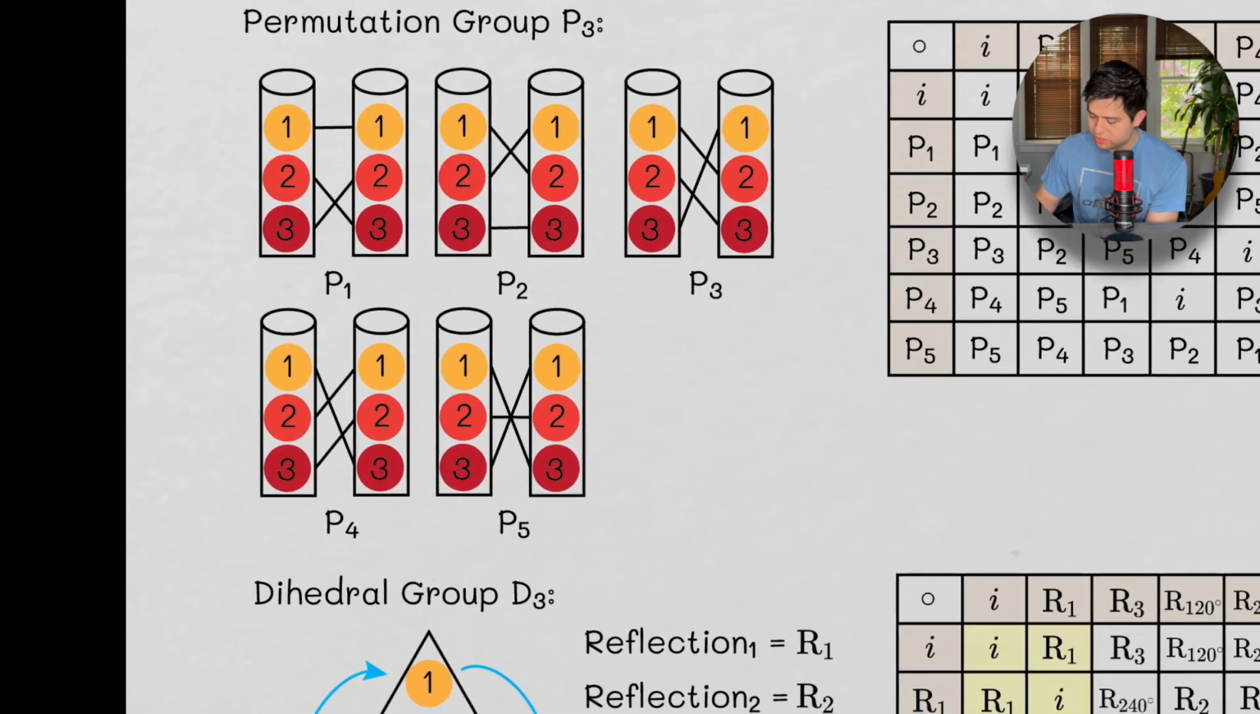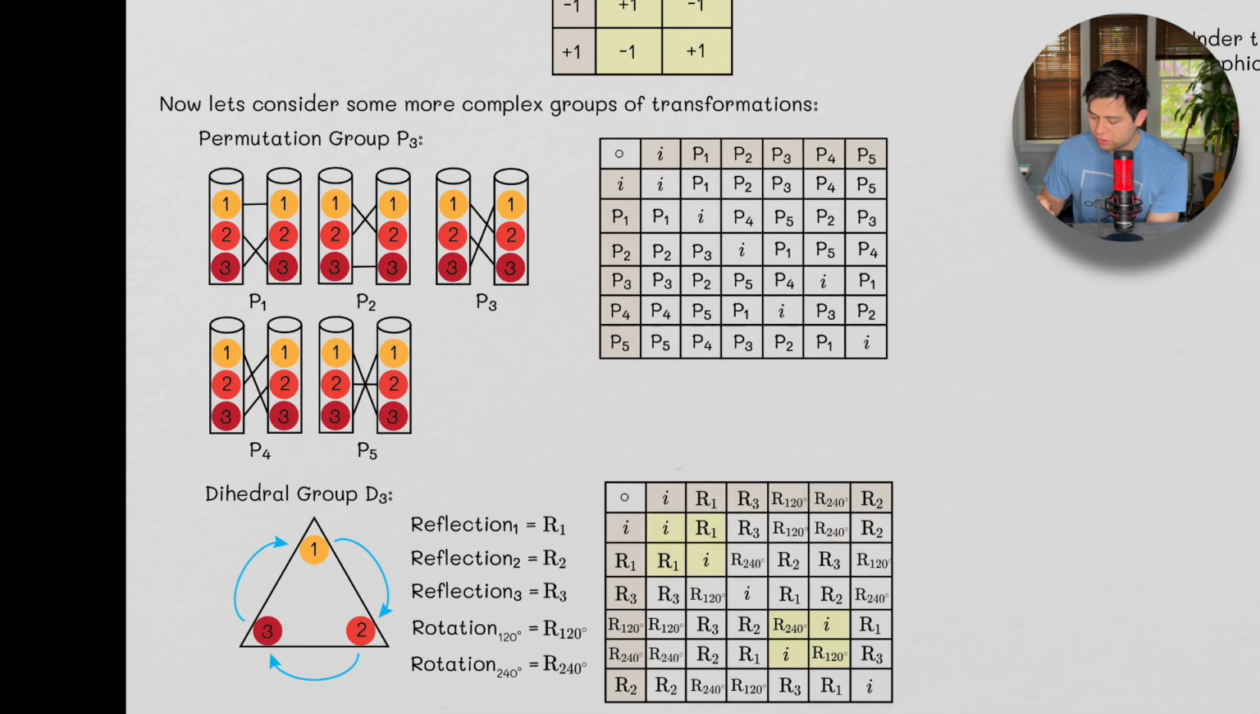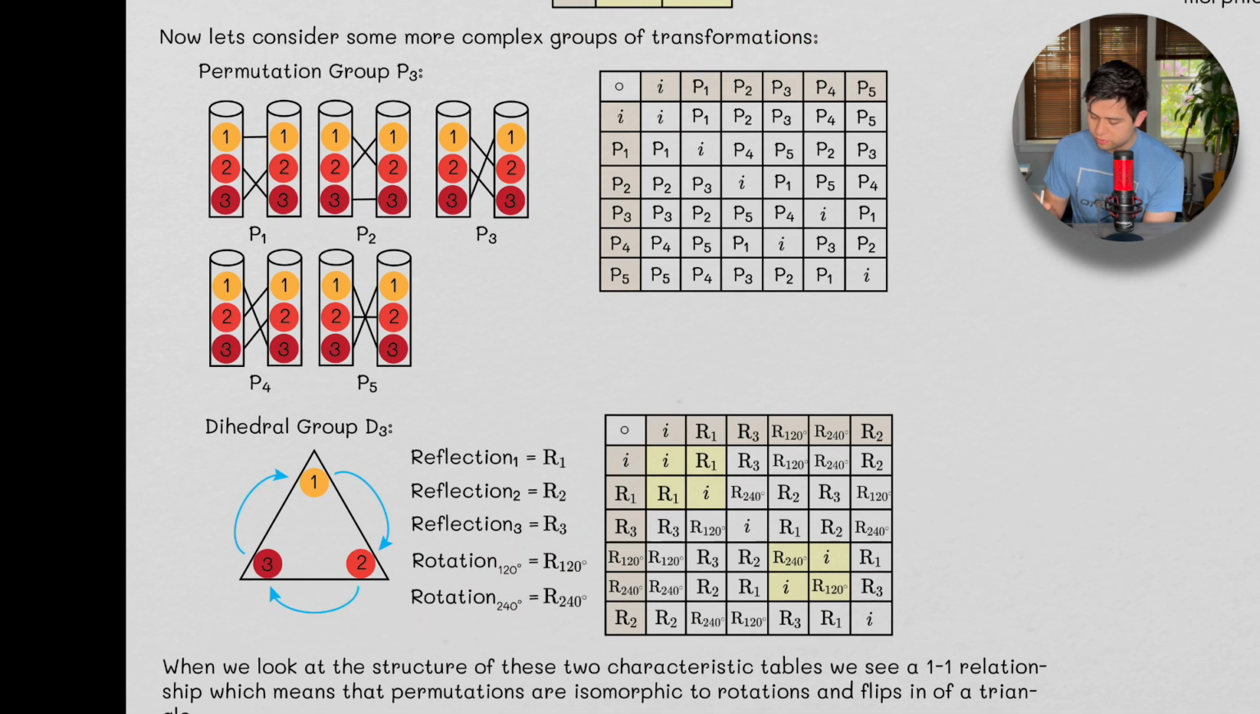Look really quick for a second here at this group. We have 3 swappings, P1, P2, and P5, and then 2 cyclic permutations. Right, so that's going to be P3 and P4, and you can write this out if you want to. Rotation 120 degrees and rotation 240 degrees is going to be associated with P3 and P4. And then reflections are going to be associated with P1, P2, and P5. Okay.